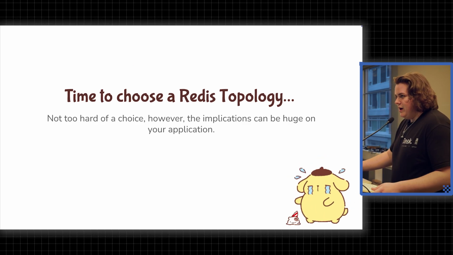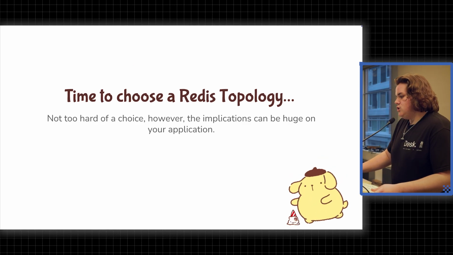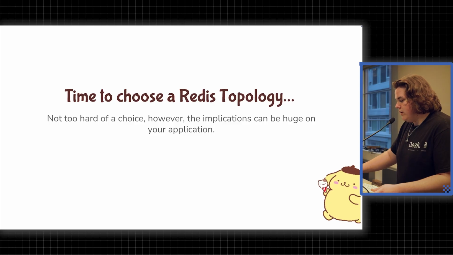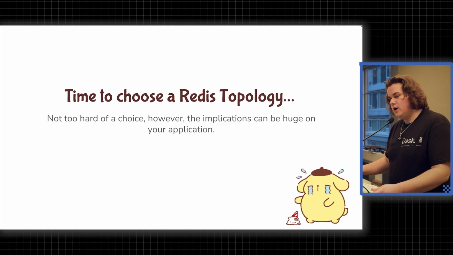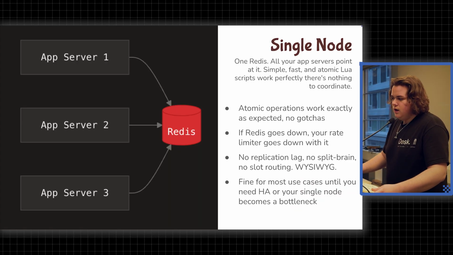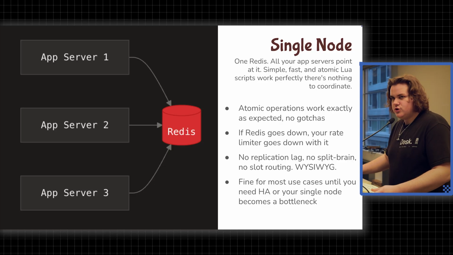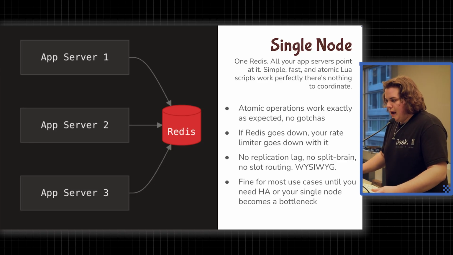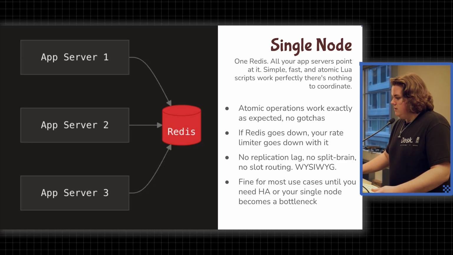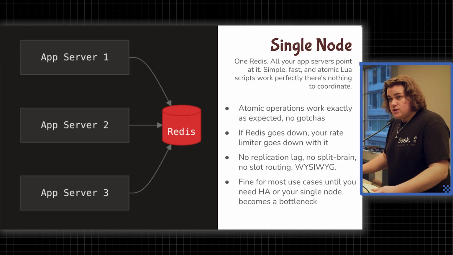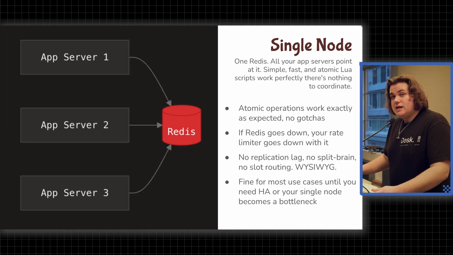So now it's time to choose a Redis topology. This is not too hard of a choice, but if you're making a rate limiter, the implications can be very big on your application. So let's talk about a single node. This is your more traditional Redis setup. All your app servers point at it. It's simple and atomic. But if Redis goes down, your entire rate limiter goes down with it.